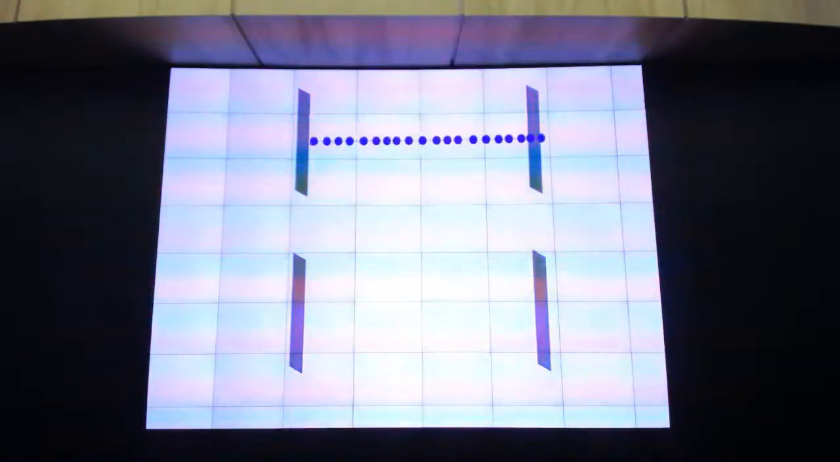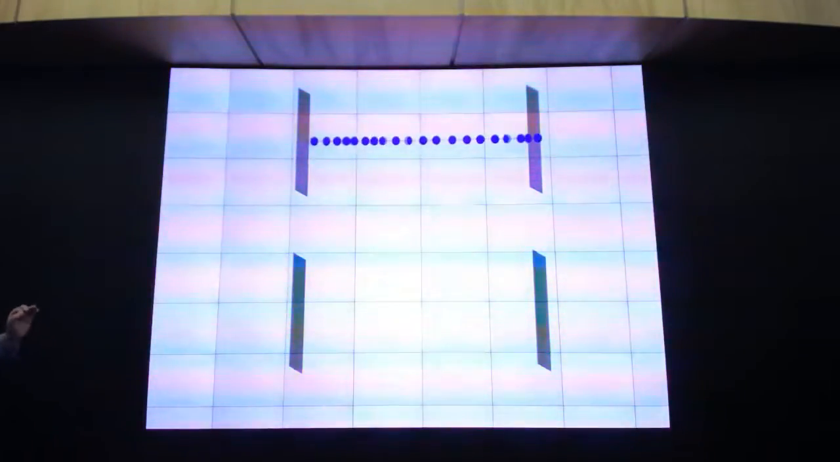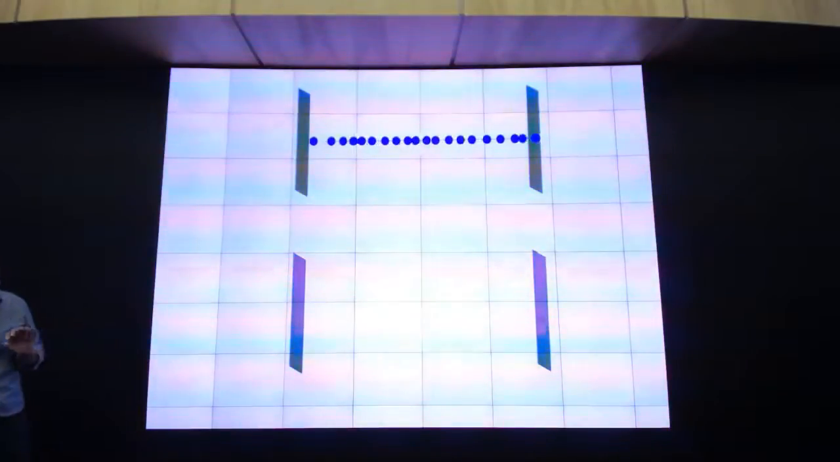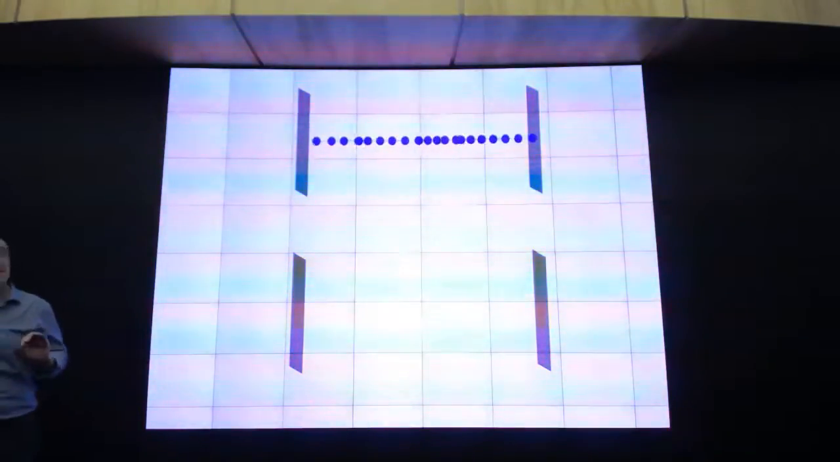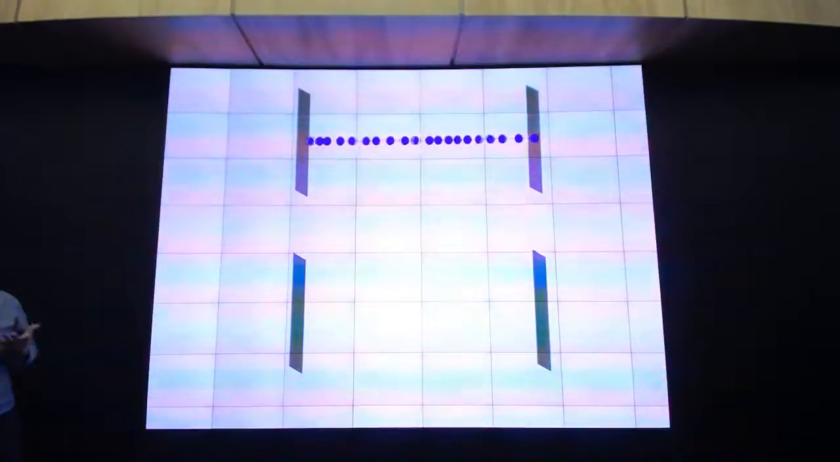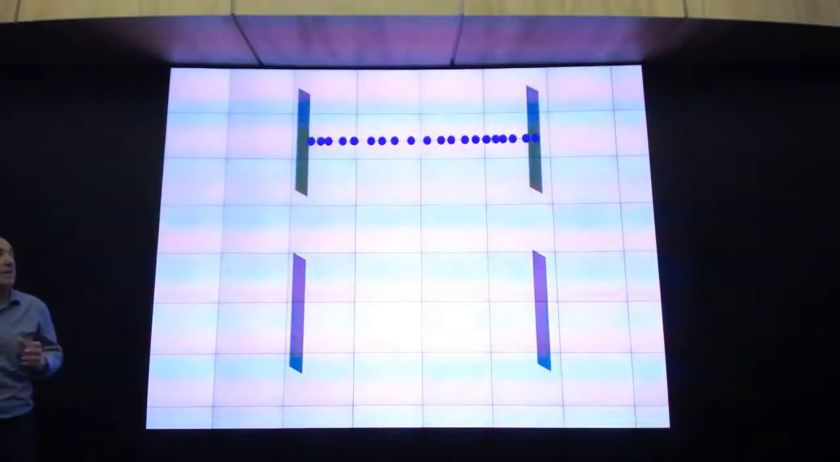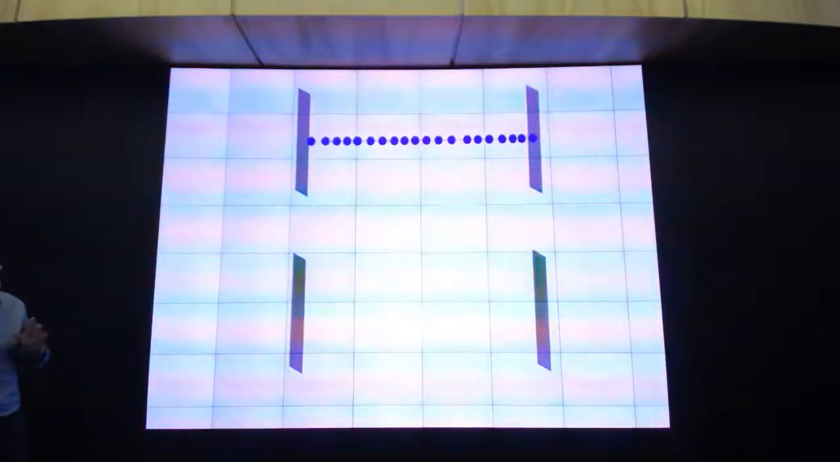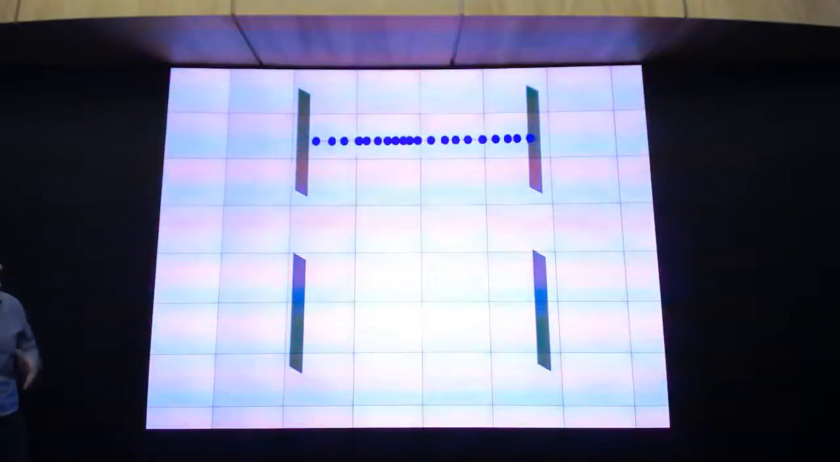Okay, so we follow the centers of this, and you see elastic collisions everywhere, right? 20 spheres, so I have 20 degrees of freedom. That's the point if I have the centers of the spheres. And you can see all the collisions are elastic. It's a nice thing. Okay.